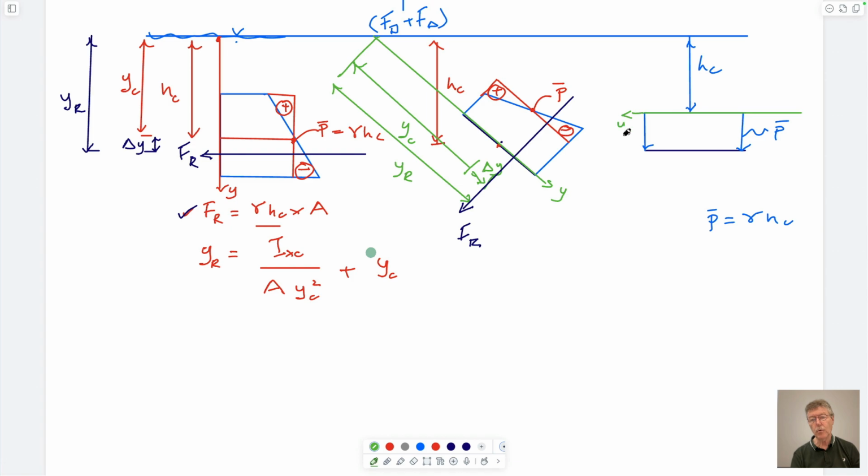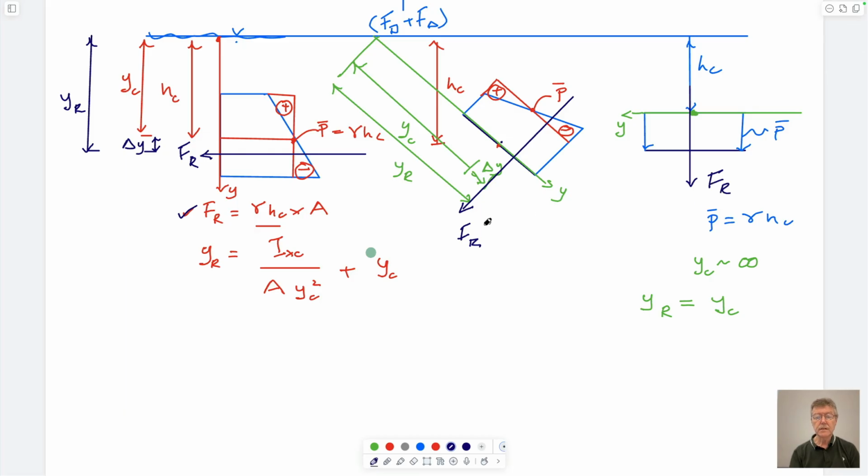So you could think about this being Y. This goes to infinity because it's horizontal. And so if it goes to infinity, then YC, in this case, goes to infinity. And if you calculate this here, that means that Y sub R is equal to Y sub C. And so Y sub C is just the location of the centroid. And so in this particular case, the force acting on this plate has to act directly through this point here.